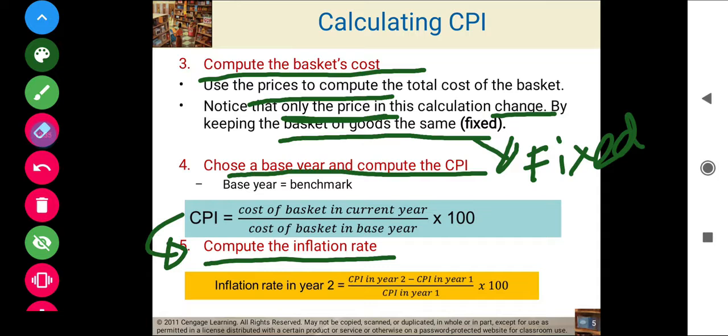In this part, we use the value of CPI to compute the inflation rate. The formula for the inflation rate is CPI in year 2 minus CPI in year 1, divided by CPI in year 1, and multiplied by 100. Yeah, this is the formula for inflation rate.